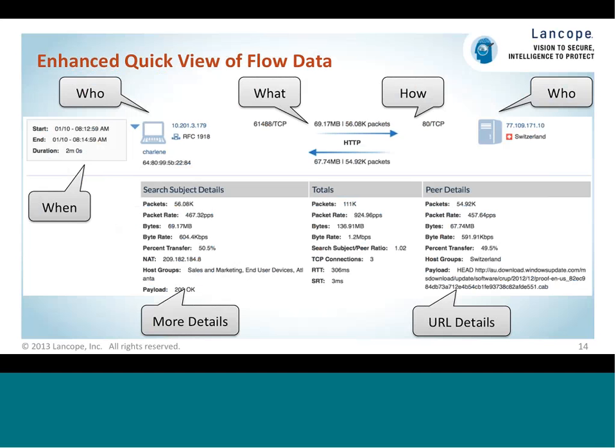The quick view, like I said, is showing a quick view of what is of interest inside of that flow. So it's quickly able to answer the question of who's talking to who, with what, from when, where, how much, and how long, and then any additional details that the system is able to know about that flow, such as URL details if you have a FlowSensor appliance present.